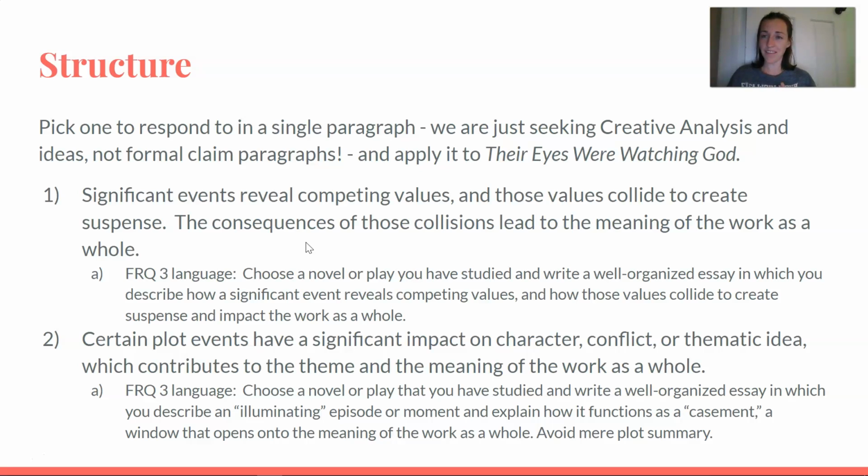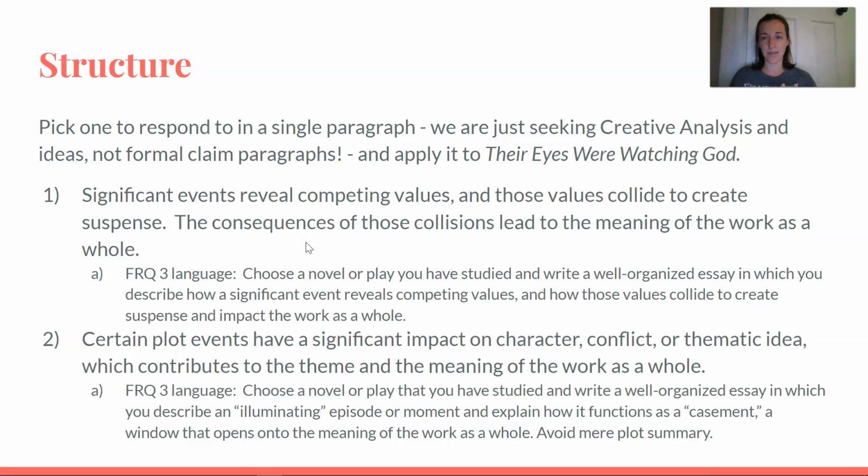The second option you have is actually a real FRQ3. It's from 2011. In that exam, the question was, choose a novel or play in which you describe an illuminating, their word, episode or moment and explain how it functions as a casement or a window that opens onto the meaning of the work as a whole. Put another way, choose a significant plot moment and explain why it is significant. So these are similar, and it's okay if you can't decide because they feel too similar. You can just pick one arbitrarily in that case.